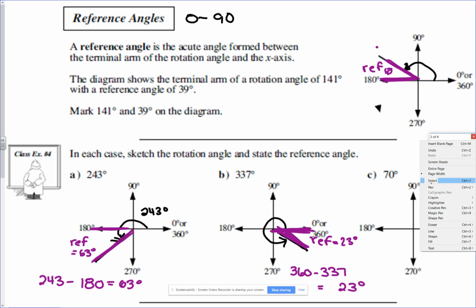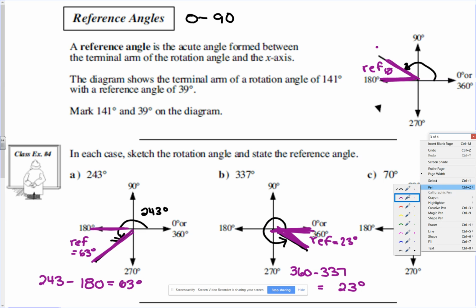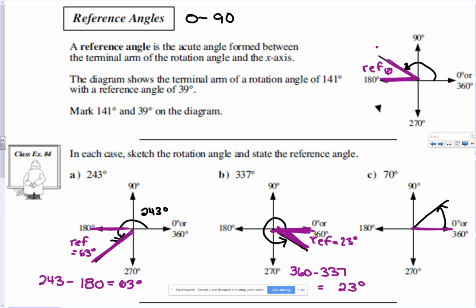And then if I look at my last one, I have a 70 degree angle right here, and I wanted to do my reference angle. So again, my reference angle has to be my x-axis to my angle arm. So my reference angle here happens to be the exact same thing. So my reference angle is 70 degrees.